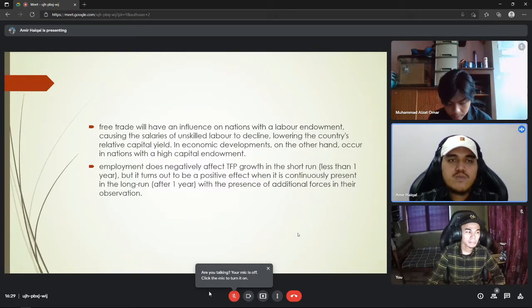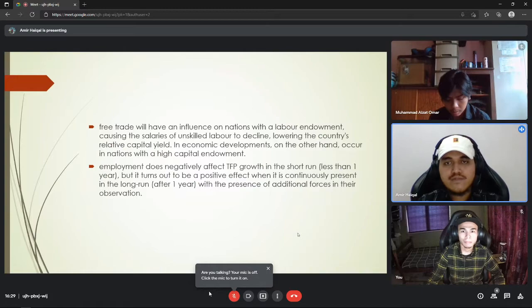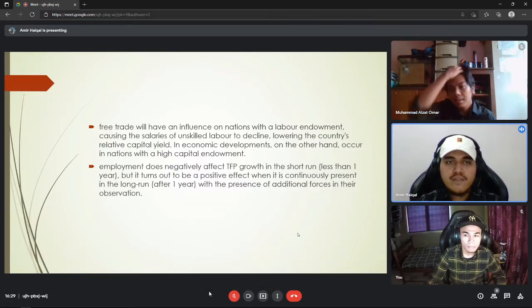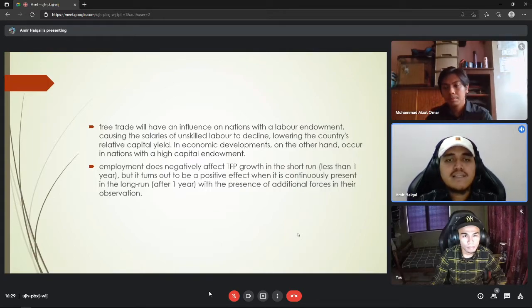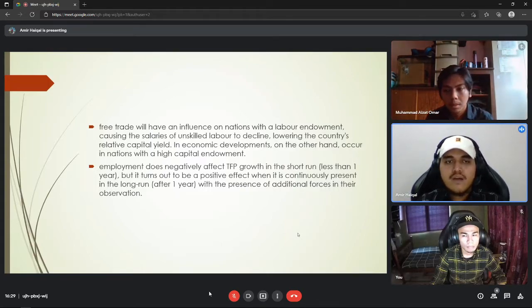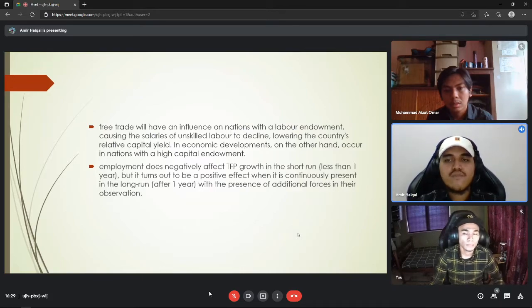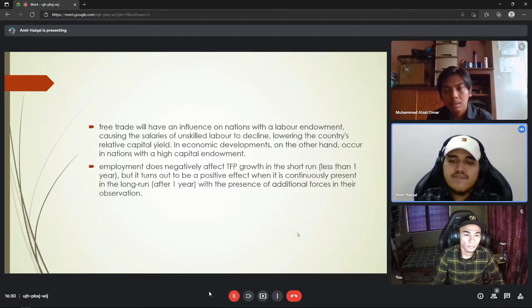Okay, for the next one, free trade will have an influence on nations with a labor endowment, causing the salaries of unskilled labor to decline, lowering the country's relative capital yield in economic development. The opposite occurs in nations with a high capital endowment. Okay, employment does not negatively affect TFP growth in the short run, less than 1 year, but it turns out to be a positive effect when it is continuously present in the long run after 1 year, with the presence of additional force in their observation.